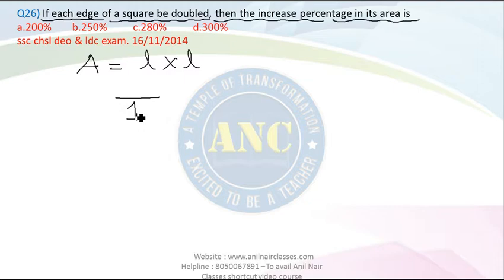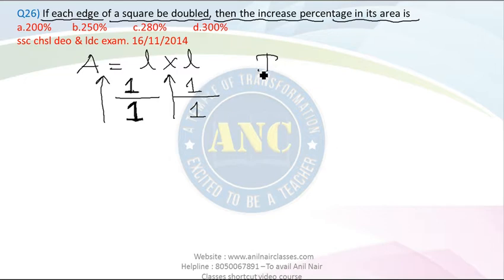But if the initial length is 1, that side should be doubled. Question says that side should be doubled. That means, can I say that 1 should become 2? That means I should increase by 1 more unit, because from 1 if I increase by 1, final value becomes 2. Same case here also.